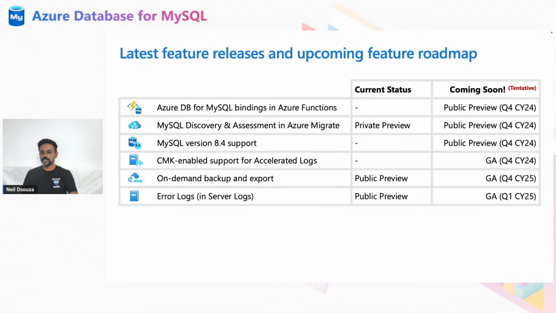Next, a set of features with milestones in Q1 of next year, 2025. We'll have error logs in server logs, now in public preview. This will provide you the option to view and download error logs under the server logs option for up to 7 days to analyze and troubleshoot issues. This feature will be generally available early Q1 next year, 2025.